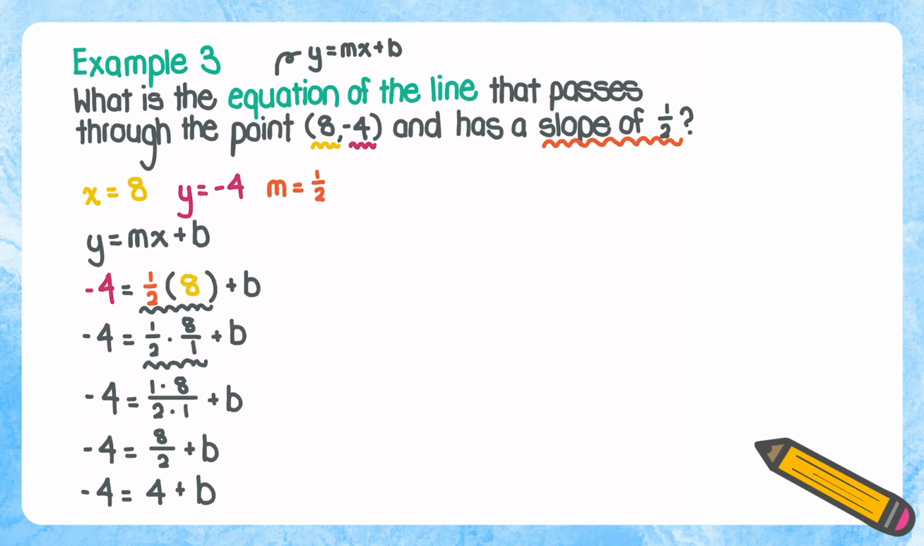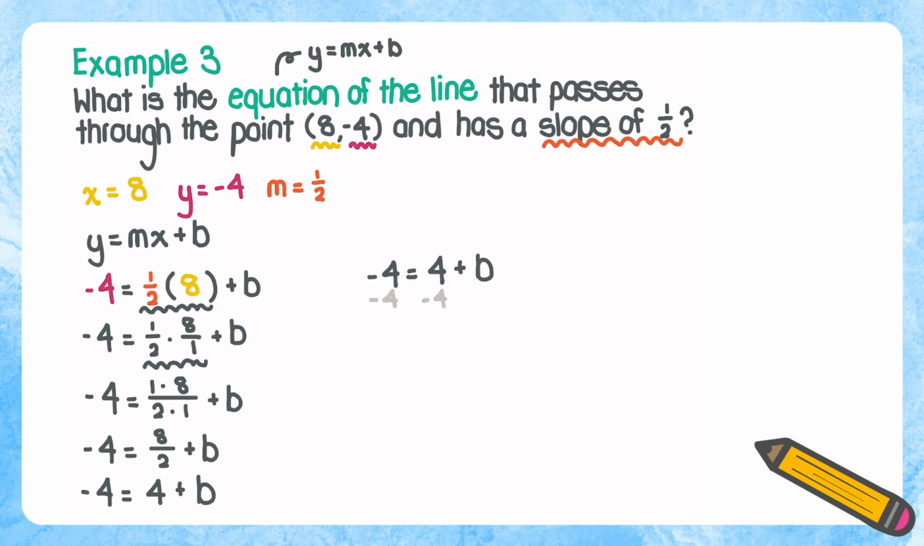Okay, so we got up to here. Let me start writing on the right side because I'm running out of space. Negative 4 equals 4 plus b. And how do I isolate the b value? I want to get rid of the 4, so I'm going to subtract both sides by 4.